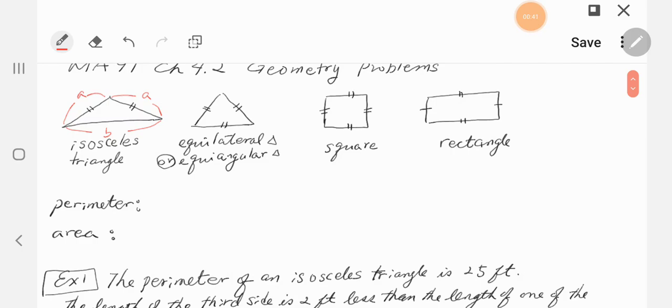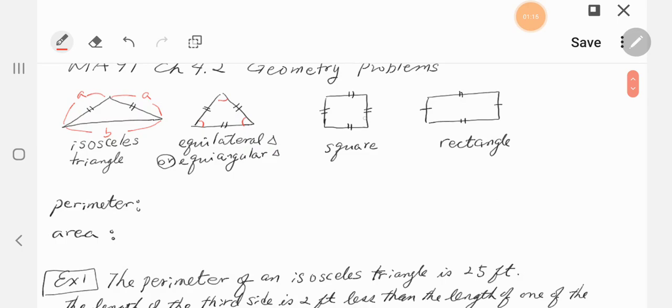So if all three sides are equal, then we call it an equilateral triangle. And if this is an equilateral triangle, that means the three angles are the same. So that is called what? Equiangular triangle. Equiangular triangle means three angles are the same. Equilateral triangle means three sides are equal. So actually they are the same.